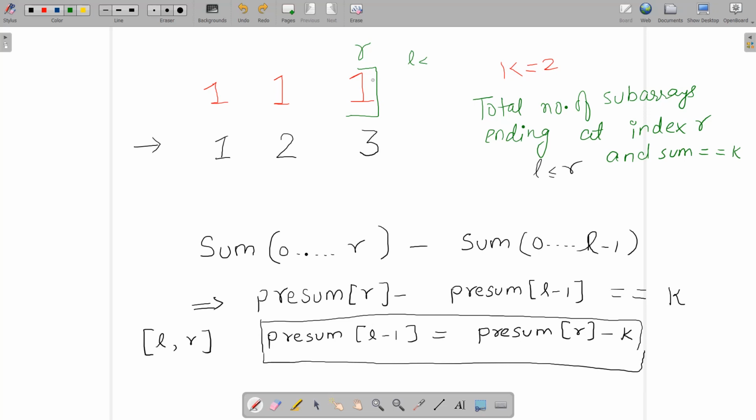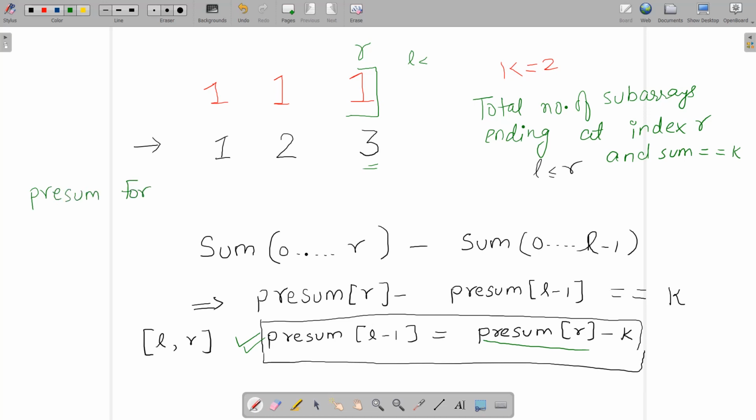And the sum is exactly equal to K. Now coming back to this equation. You can see if the sum is exactly equal to K, and if we follow this equation, which is prefix sum up to R, we will have that value minus K must be exactly equal to prefix sum of L minus 1. Then we can say that that subarray is going to have a sum equal to K.